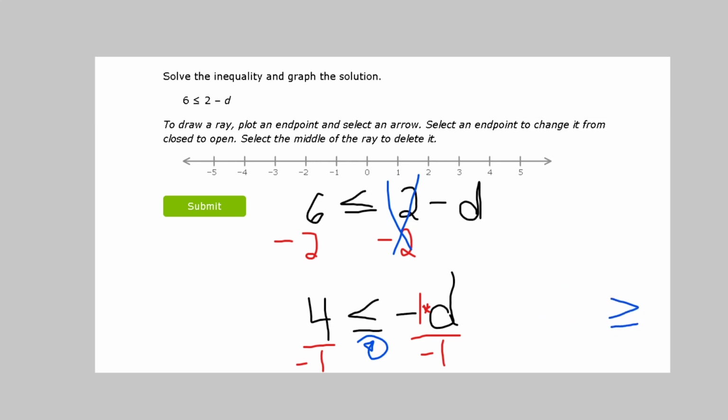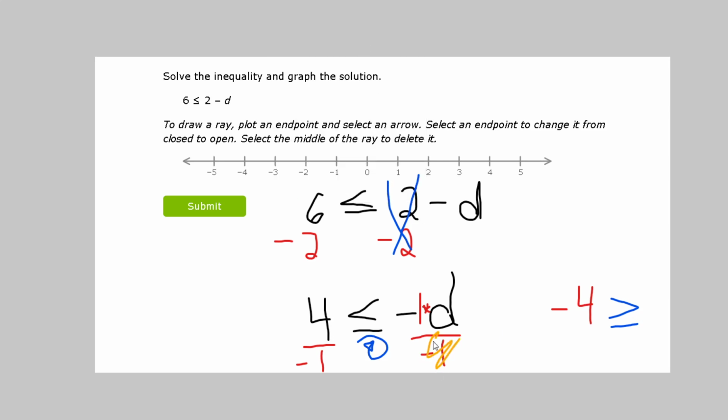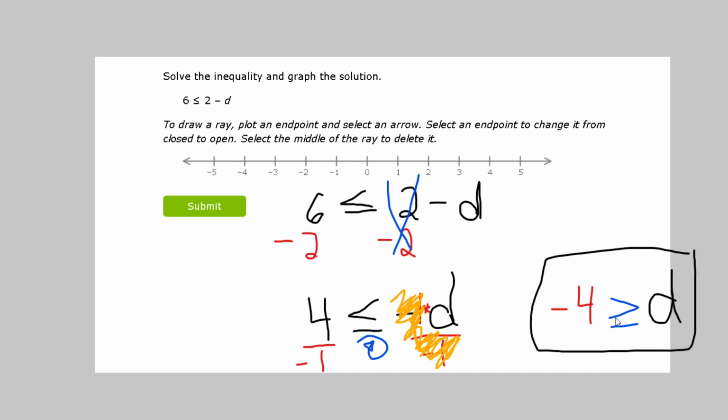On the left side, we'll have 4 divided by negative 1, which is negative 4. On the right side, well, we had negative 1 divided by negative 1, but we know these cancel out since that's equal to 1. So they go away, and that leaves us with just d over here. So d is less than or equal to negative 4. So we're comparing to negative 4.